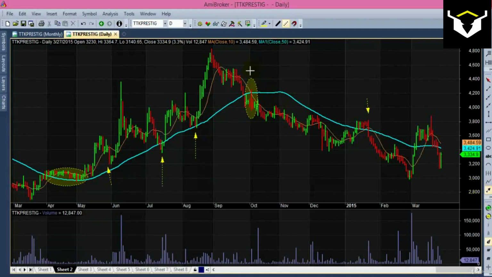A sell trade was triggered here and it was covered at this point and triggered a buy trade.